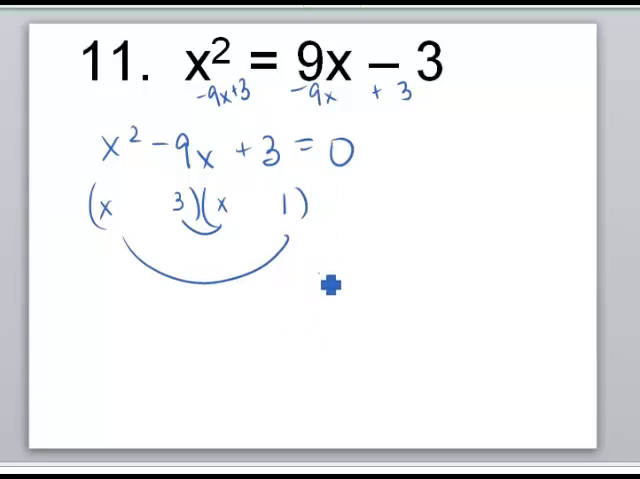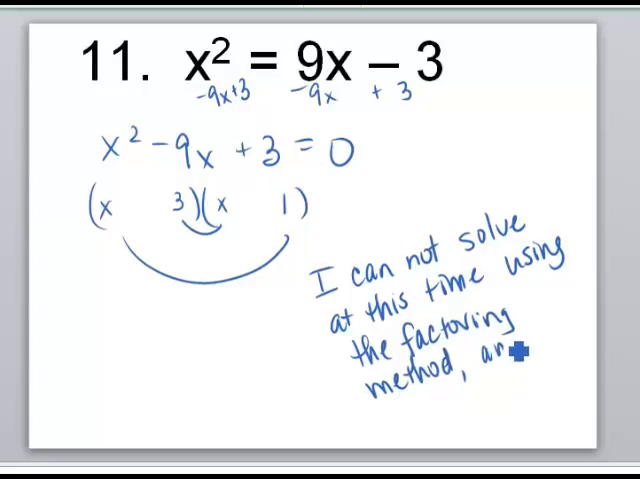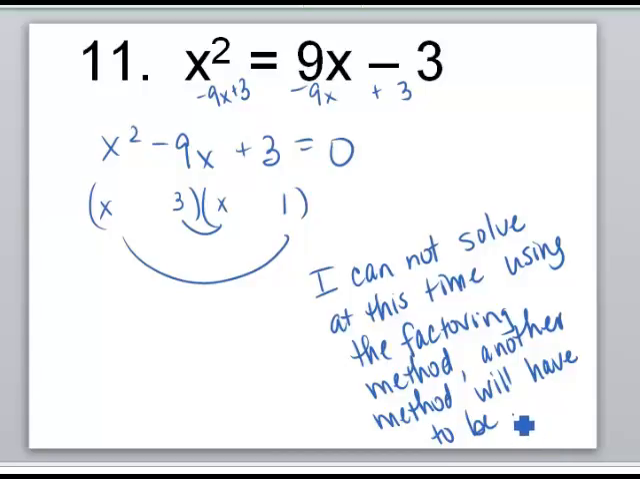So I will just simply write, I cannot solve this at this time using the factoring method. Another method will have to be used. We will learn that method another day.